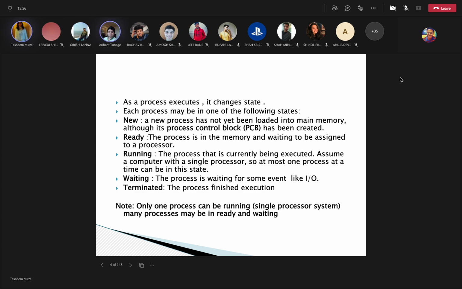New and ready. So first, the diagram will consist of a state, new. From new there will be an arrow to ready. When it is moving from new to ready, what does it mean? It is admitted. The process is admitted where? Into the main memory. Yes, into the main memory.